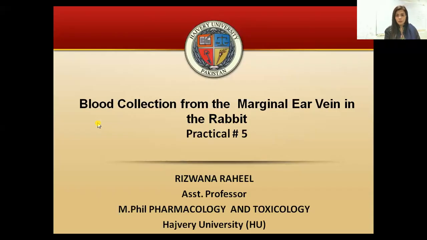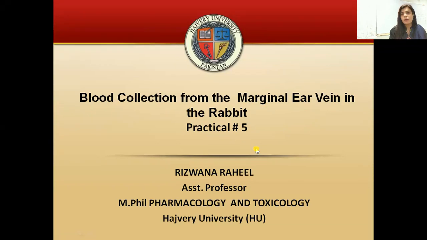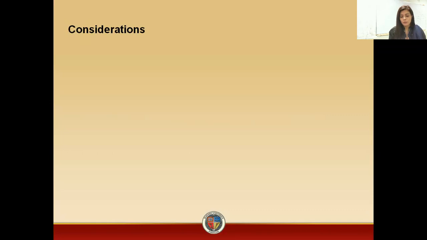Students, in this lecture, we are going to discuss the experiment that is usually performed in your pharmacology lab, that is blood collection from the marginal ear vein in the rabbits. This is a very easy procedure which we usually perform to collect blood from the rabbit and to demonstrate the effect of different drugs on the rabbit's blood. You can also determine the clotting time or the bleeding time by using rabbits.